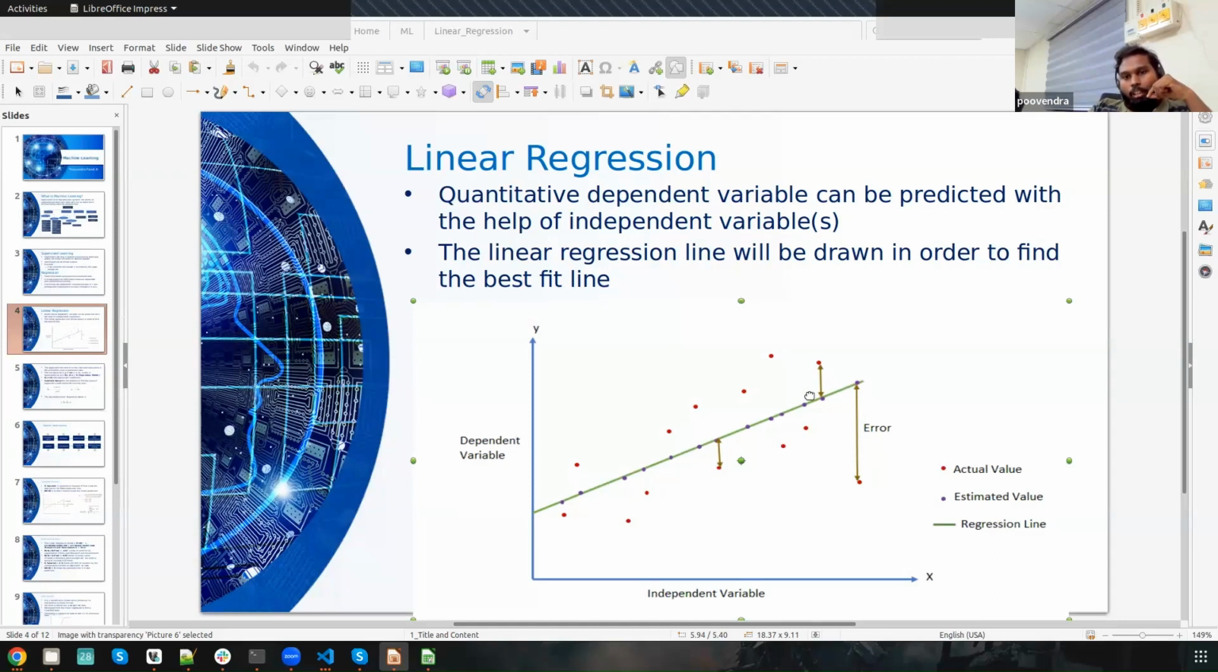If you look at this, this is an actual value and this is an estimated, predicted value. In the direct error, what is the difference? That is what it is.